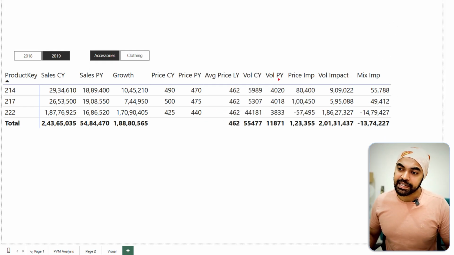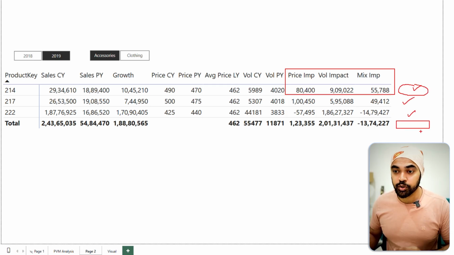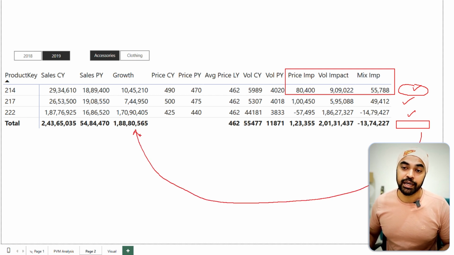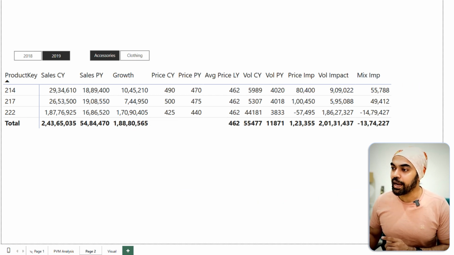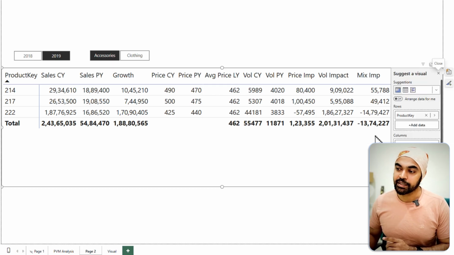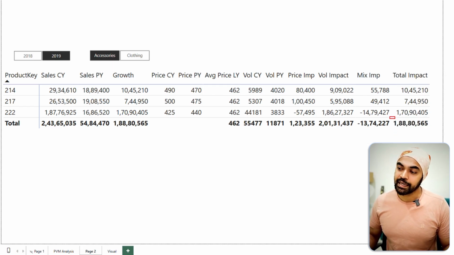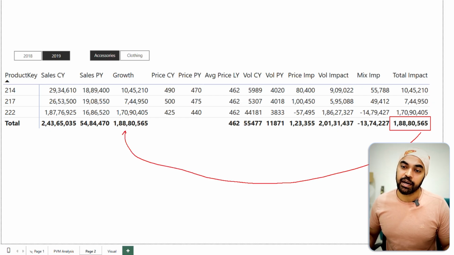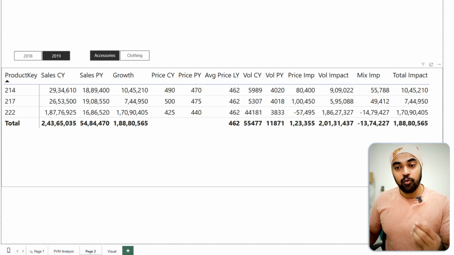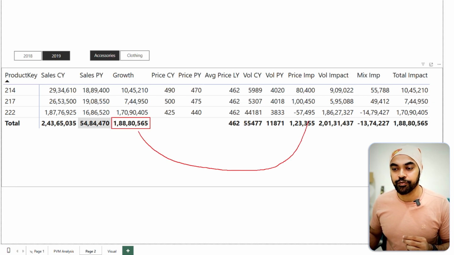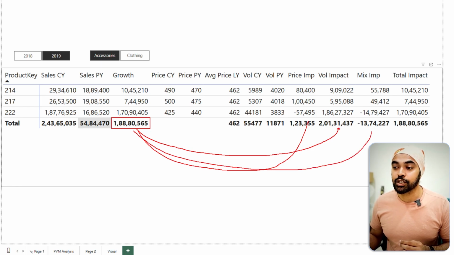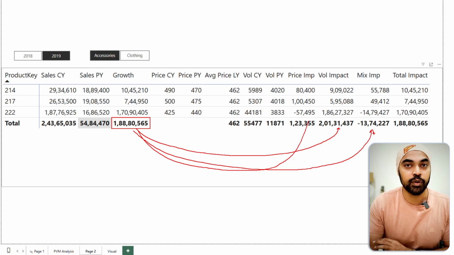Now, if I happen to add these, the price impact, the volume impact, and the mix impact, whatever happens to be my total impact, even at the product level or at the total level, is going to tally up with whatever is the growth number right here. And let's just take a look. So if I happen to just maybe go and total this up, so I just say total impact and I drag that right here, I'm going to see that my total impact is 188,80565, and that is nothing but my total growth as well. Now I can say how much of this growth, which is this particular number, is tied up to changes in the price of the product, tied up to the changes in the volume of the product, and tied up to the changes in the mix of the product, because we chose to sell more of more expensive products.